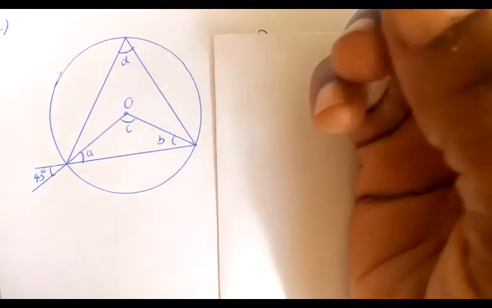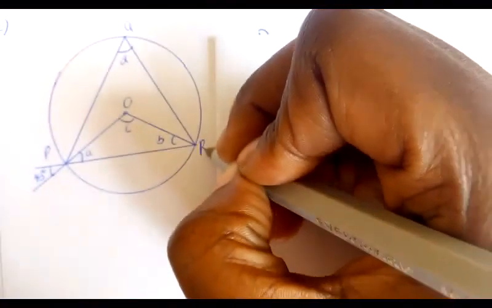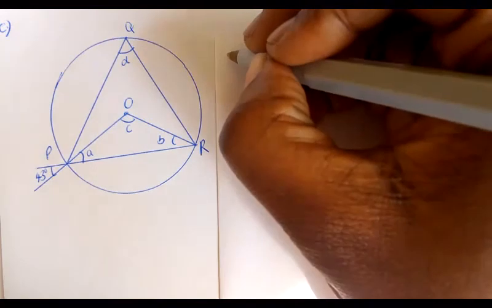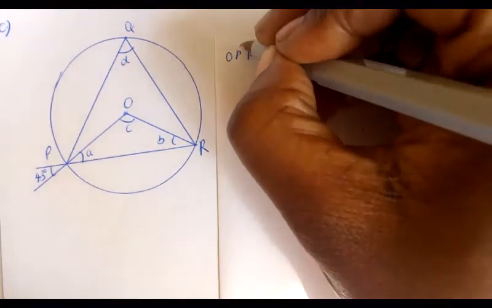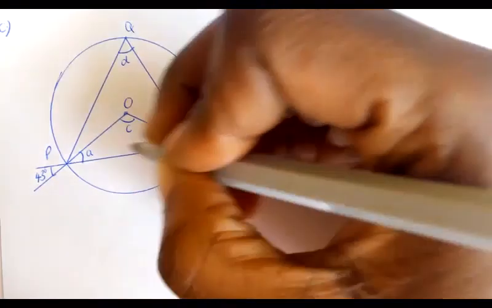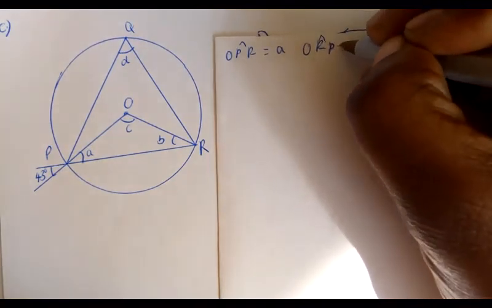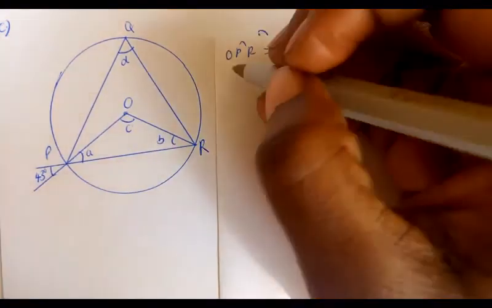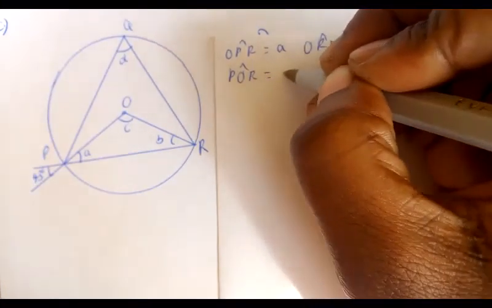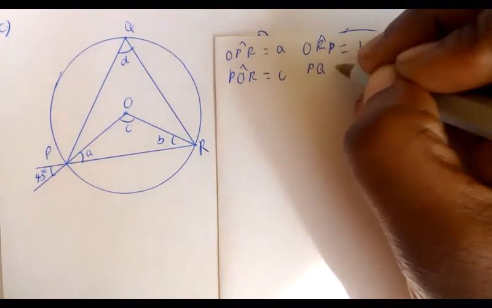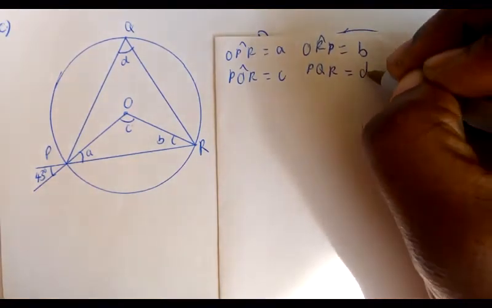Now we proceed to part C. First, we name the points. This is P, Q, and R. We have named the points, and the angles. Angle A is angle OPR, which is equal to A. For angle B, this is ORP. This is equal to B. For angle C, this is POR. POR is equal to angle C. And for angle D, this is PQR. PQR is equal to angle D.